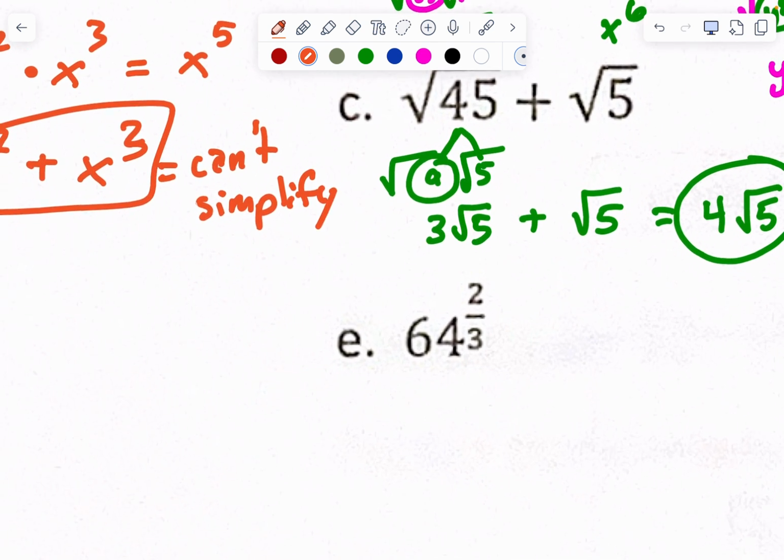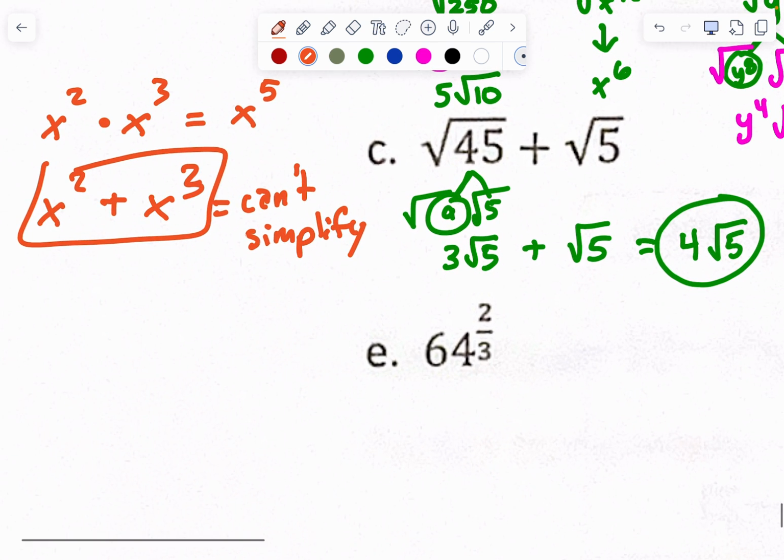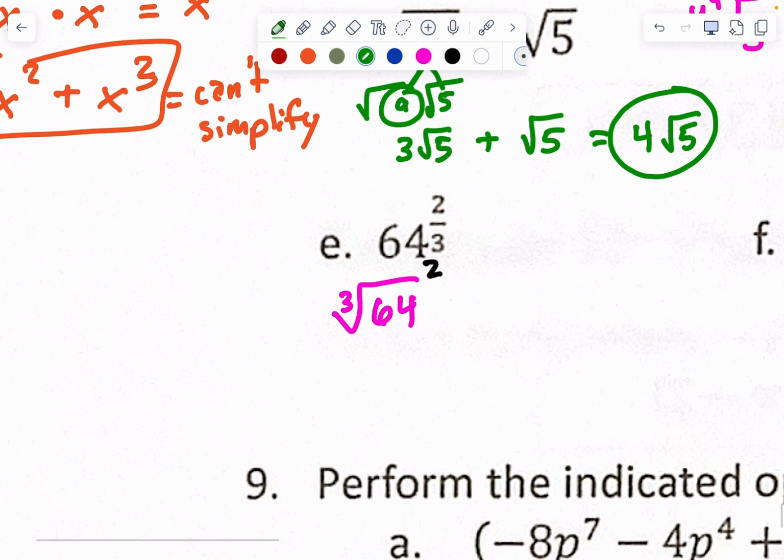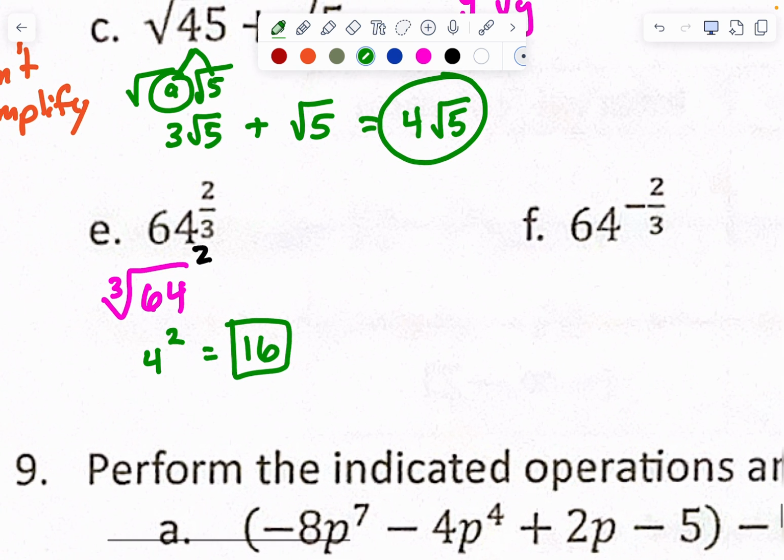Let's fix it, right? What does the 2/3 power mean? The cubic root of 64. Do you want to square the inside or the outside? I want to square the outside, right? Because the cubic root of 64 is nice. The cubic root of 64 is 4, so then I take 4 and I square it, and that is 16. Okay?